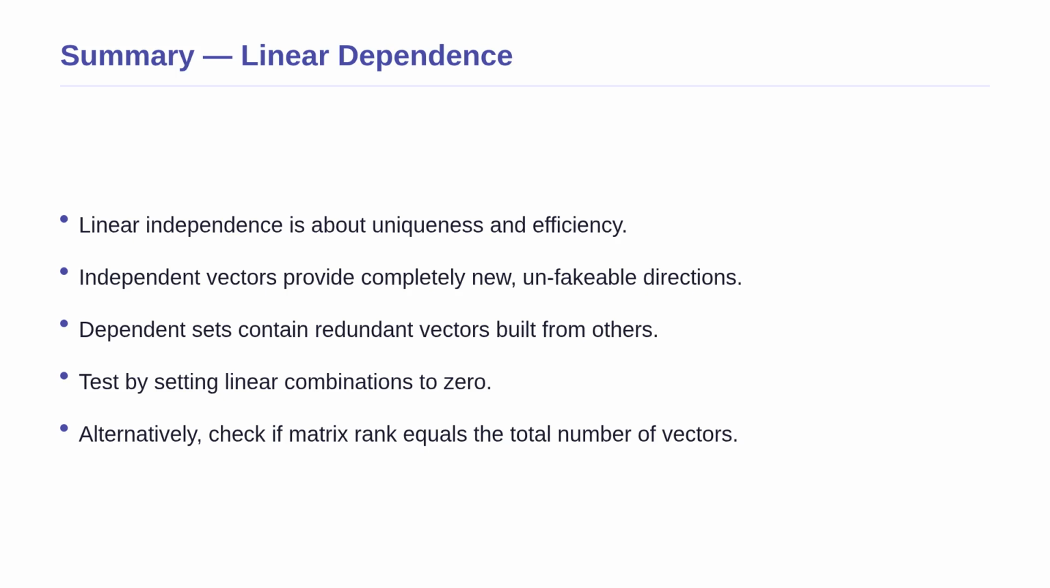We have covered a lot of ground today, so let us reinforce the most important ideas. First, linear independence is fundamentally all about uniqueness and efficiency. A set of vectors is linearly independent if every single vector contributes a completely new direction that cannot be faked by mixing the others. Second, if even one vector can be built by combining the rest, the entire set is linearly dependent and contains redundant information.